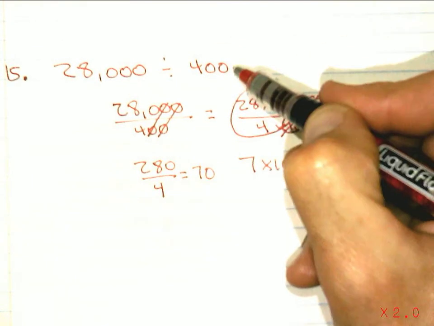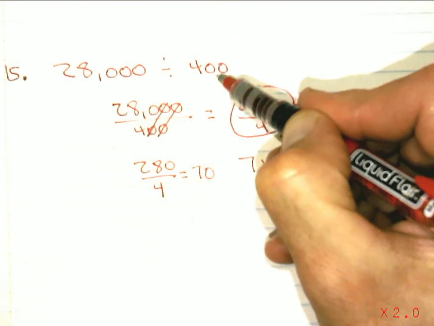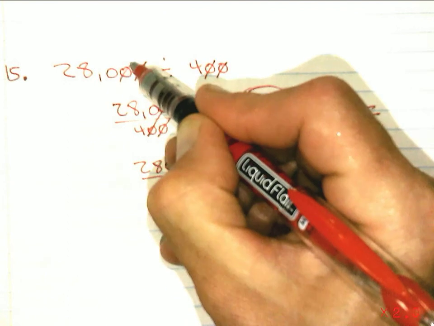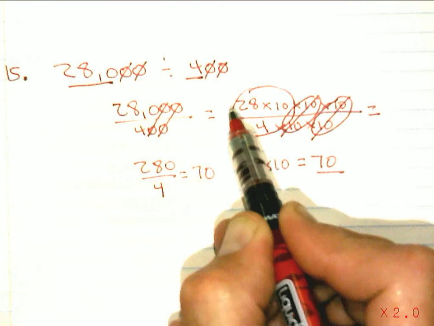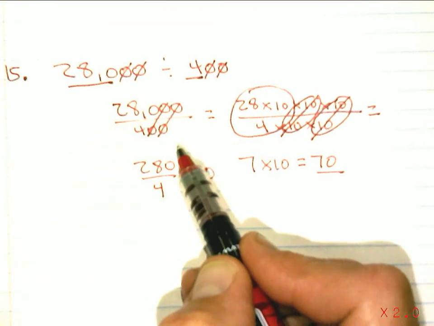So as soon as I see a problem like this with all these zeros on the ends, I realize that for each 0, I can cross them off as long as there's one compared to it. And then what I'm really left with is 280 divided by 4. 28 divided by 4 is 7, and we include the 0 in it.